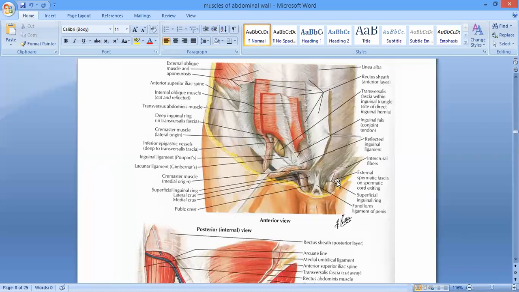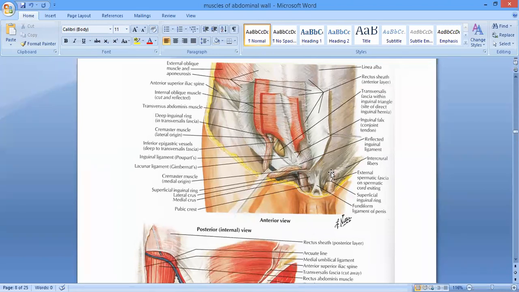So that is the triangular opening present in the lower part of the external oblique aponeurosis here, okay? Here you can see this is its lower border and the lateral border, also called the lateral crus of the superficial inguinal ring, and this above is the upper or medial crus of the superficial inguinal ring, okay? You can see this is the lateral crus and this is the medial or superior crus.